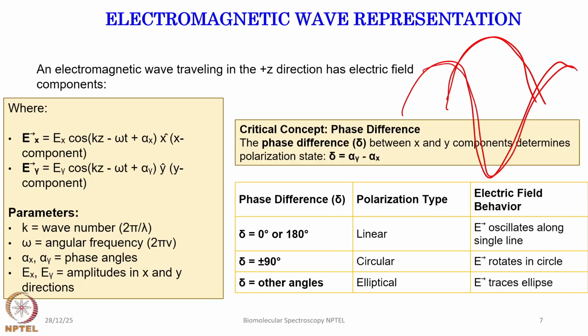So, 0 and 180 degrees will be linearly polarized light. Here the E vector oscillates along a single line, if you look at it, we are oscillating in a single line.